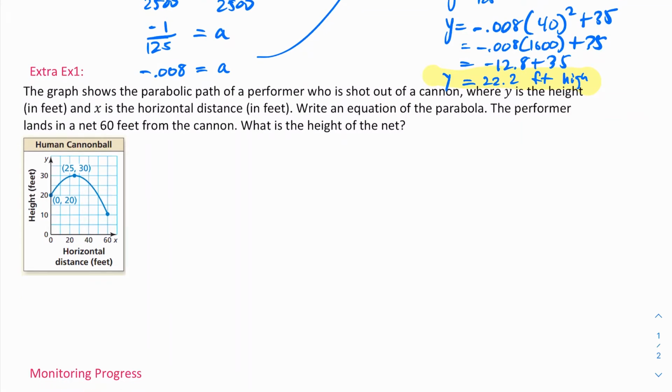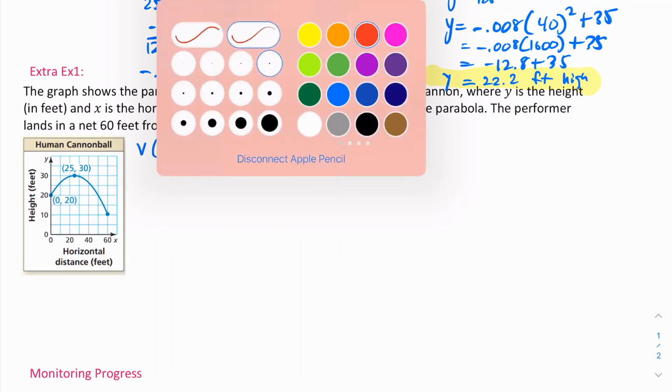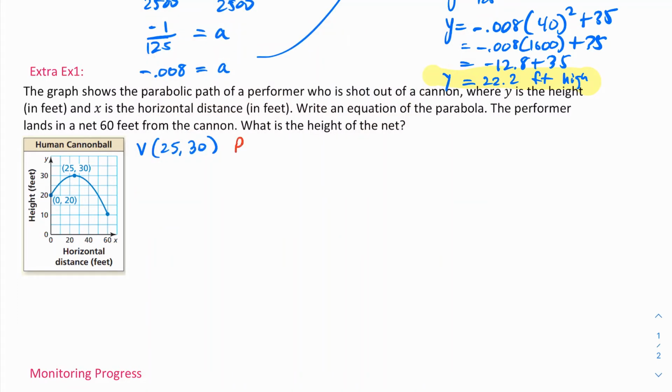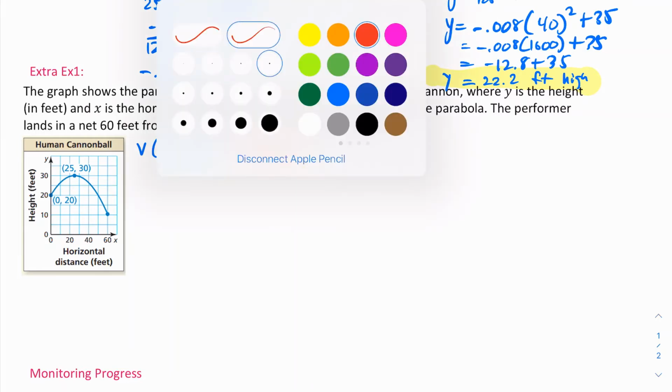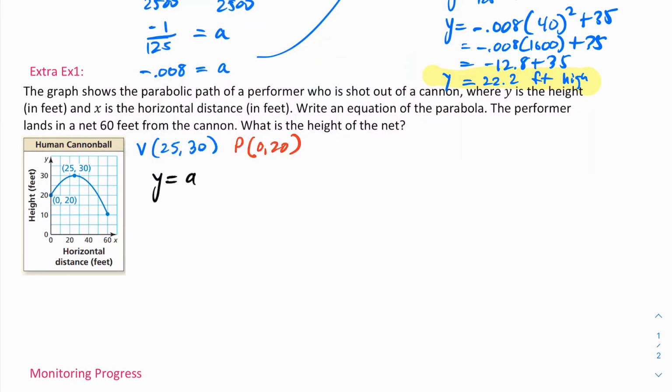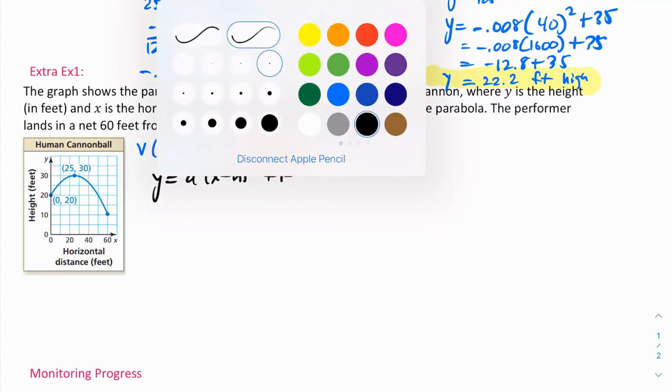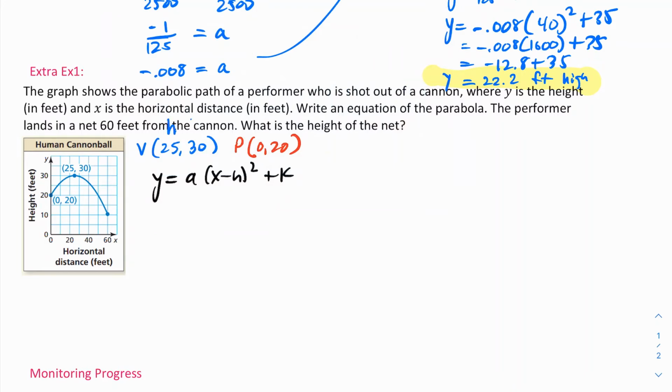All right. So again, I'm going to start by writing some information down. I know that my vertex is going to be (25, 30). And the point that's given, I'm going to just use a different color here, is (0, 20). So my equation is y equals a times x minus h squared plus k. This is hk, and the point P is your xy point.